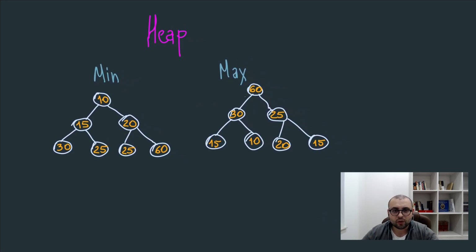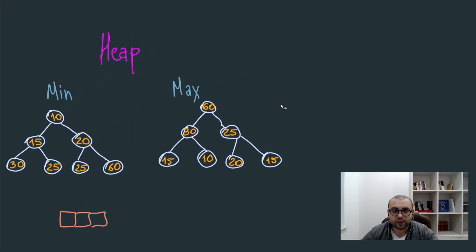Throughout today's code and challenge, I'll be using mainly a max heap. So first, let's try to represent it in a vector data structure. For that, we'll define 7 boxes. Why 7 boxes? There is a trick for that.